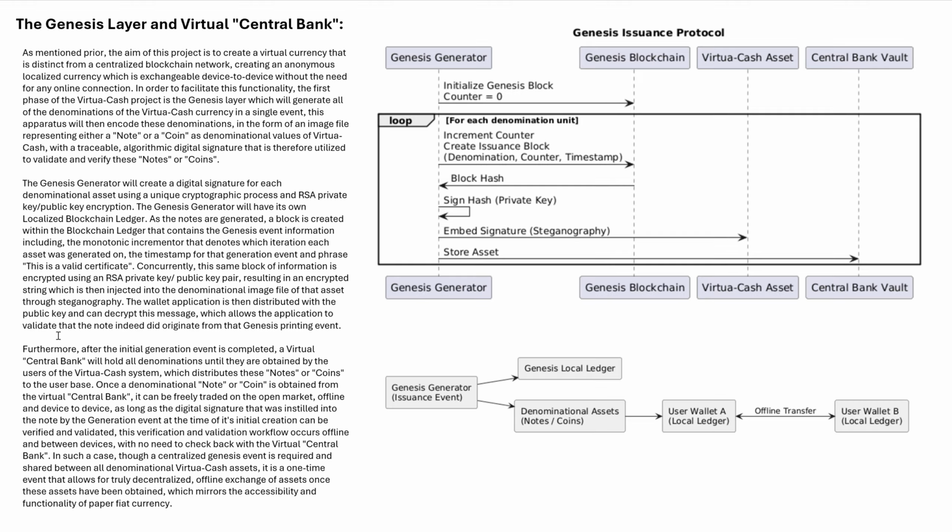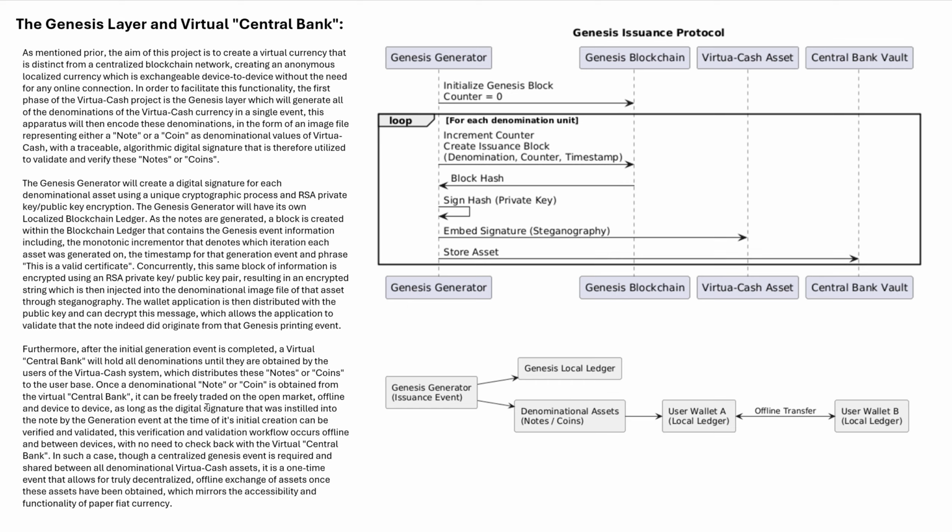The wallet application is then distributed with the public key and can decrypt this image, which allows the application to validate that the note indeed did originate from the Genesis printing event. Furthermore, after the initial generation event is completed, a virtual central bank will hold all denominations until they are obtained by the users of the Virtual Cash system, which distributes these notes or coins to the user base.